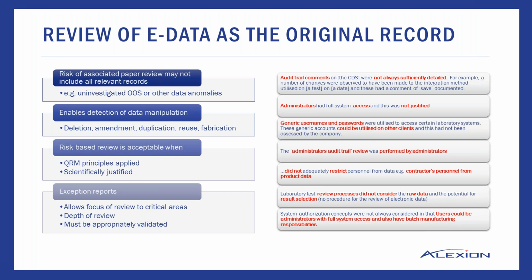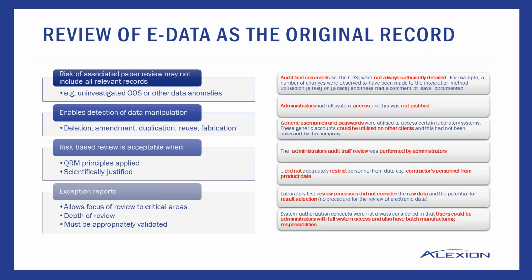This would enable reviewing electronic data as the original would enable detection of data manipulation, deletion, amendments, duplication, reuse, or fabrication. Risk-based review is acceptable when principles are applied and it's scientifically justified, and this usually manifests itself in exception-type reporting, which allows focus of review to critical areas and the depth of review, but these must be appropriately validated. And I suppose the validation is only as good as the criteria it is validated against, would be my comment there.